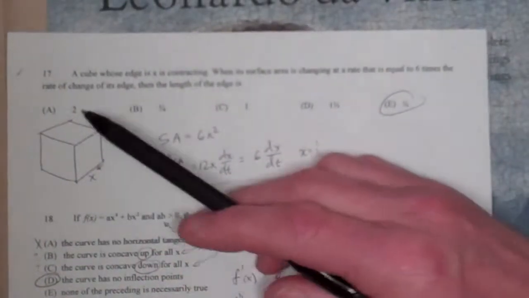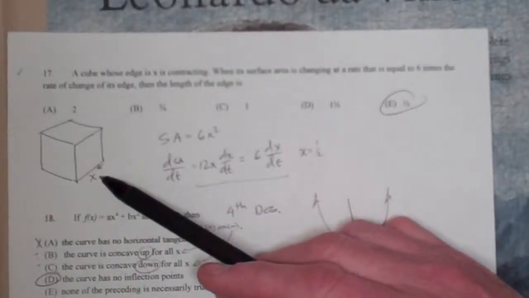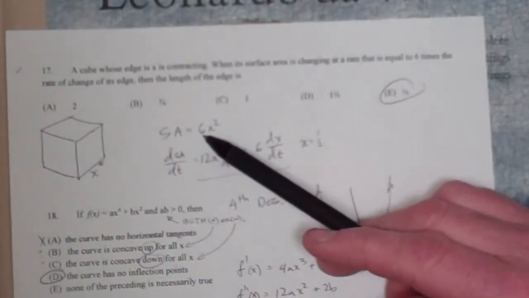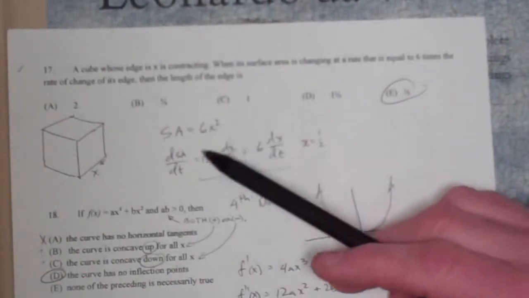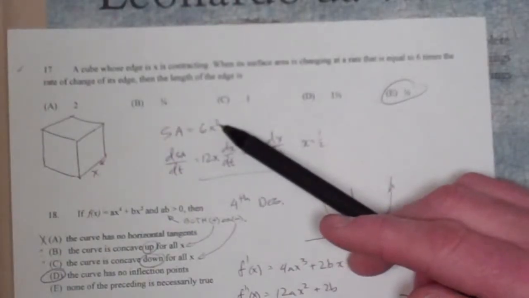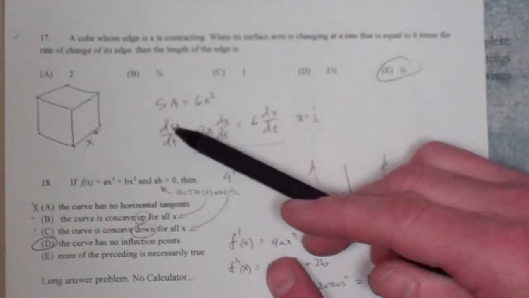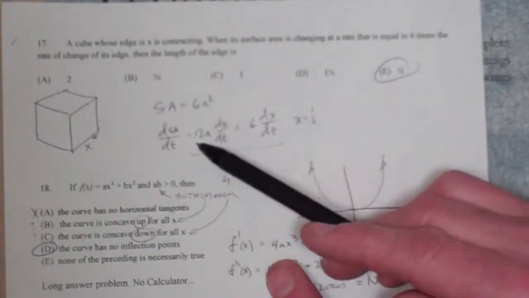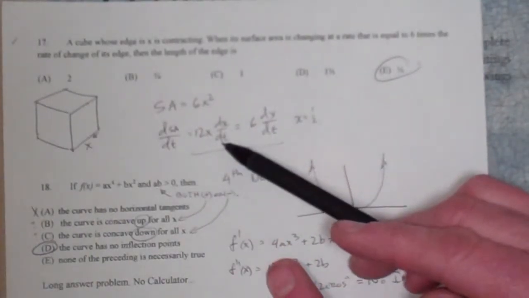In 17 here, we've got a cube whose x is shrinking. The surface area is going to be 6 times x squared. This is a related rates type problem, so when I take the derivative with respect to time on both sides, I get the change in the surface area with respect to time is, when I bring the 2 out, 12x, and then whatever dx/dt is.